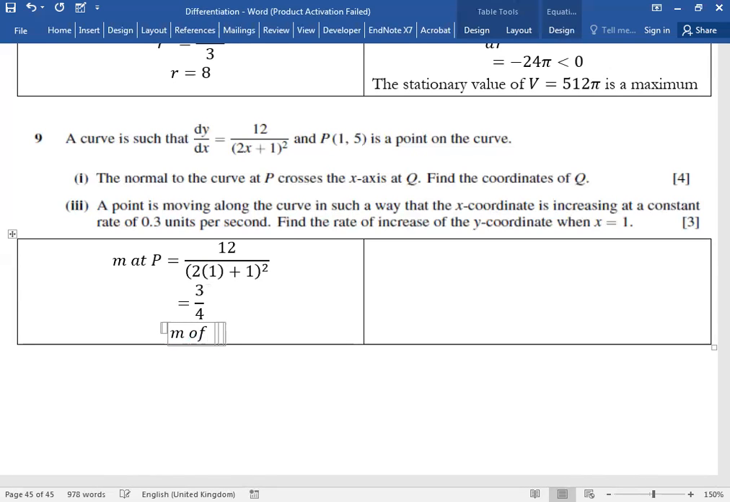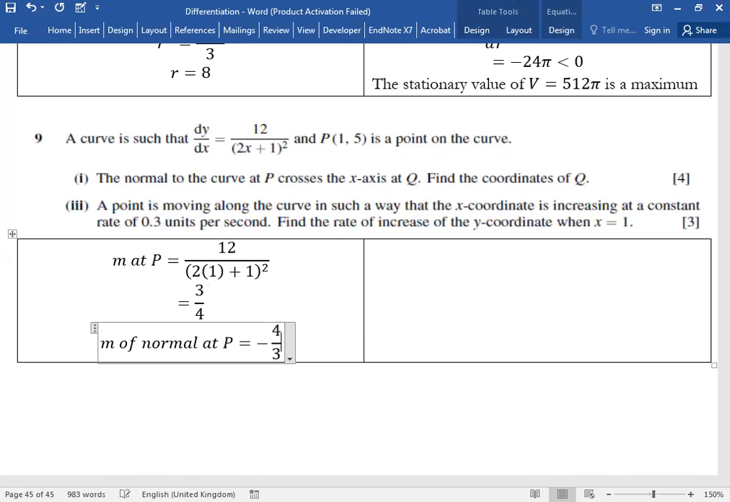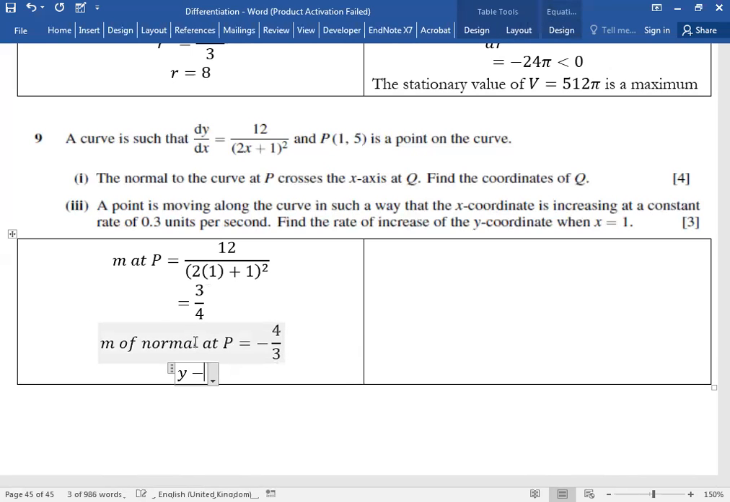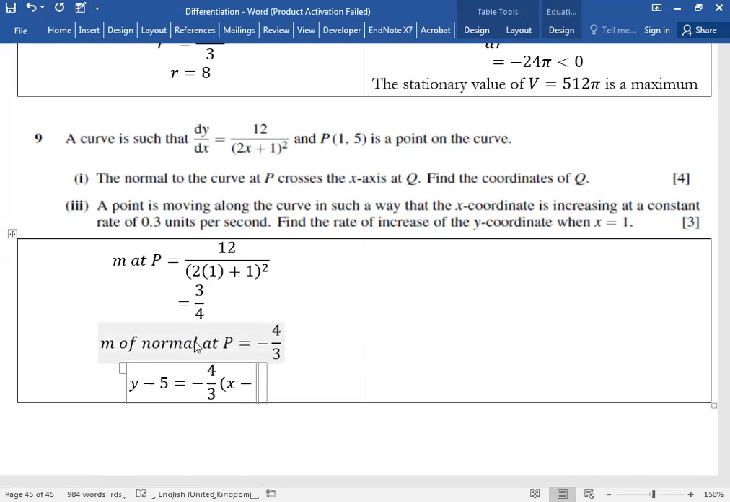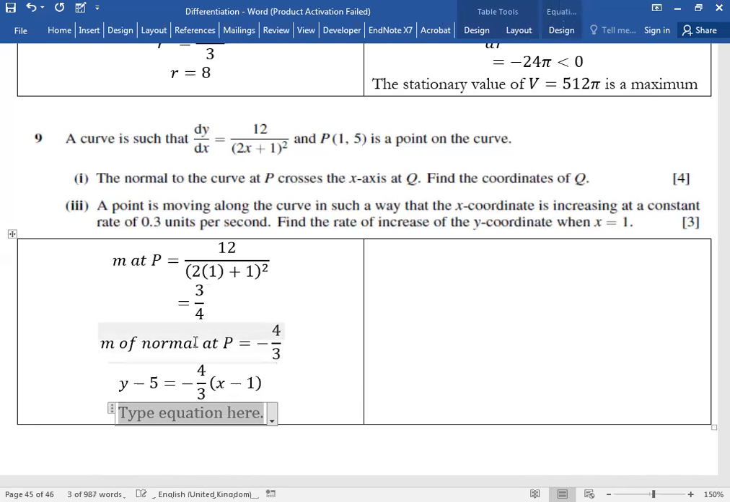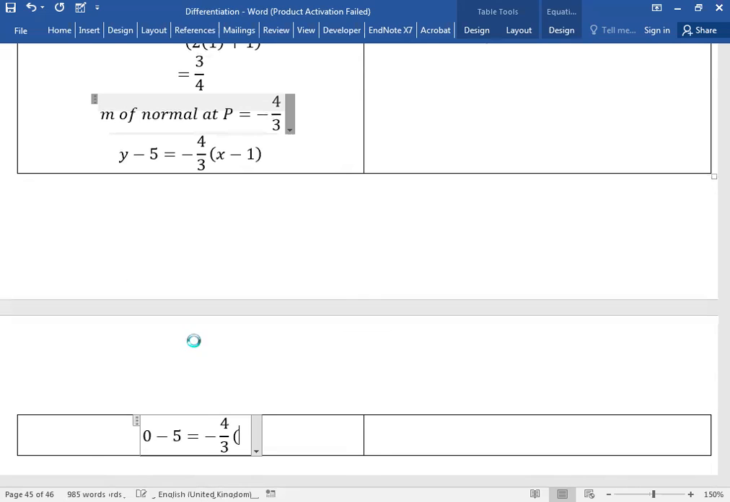So what about M of normal at P? How do I find the gradient of the normal at P? Normal is what? It is perpendicular, negative reciprocal, minus 4 over 3. I already have the coordinates: y minus y1 is equal to m bracket x minus x1. This is the equation of the normal. Now it cuts the x-axis at Q. So क्या मतलब है, Q का y coordinate is 0. 0 minus 5 is equal to minus 4 over 3 x minus 1.